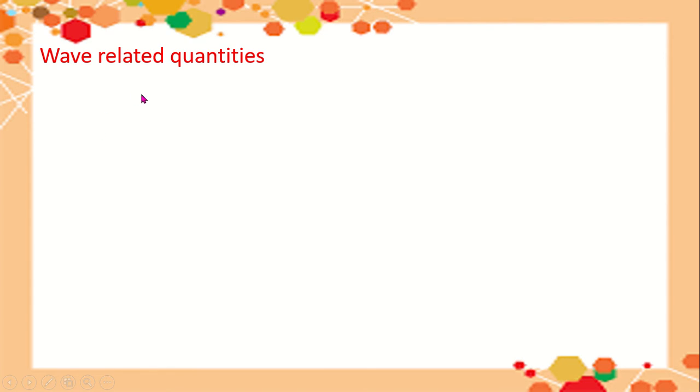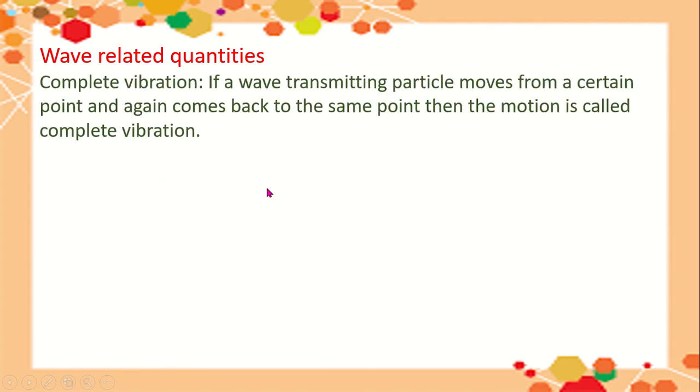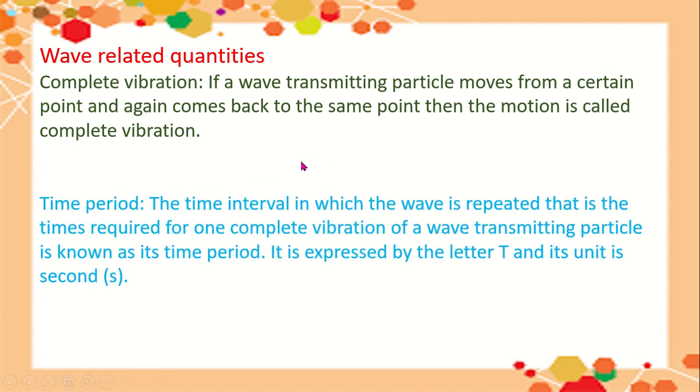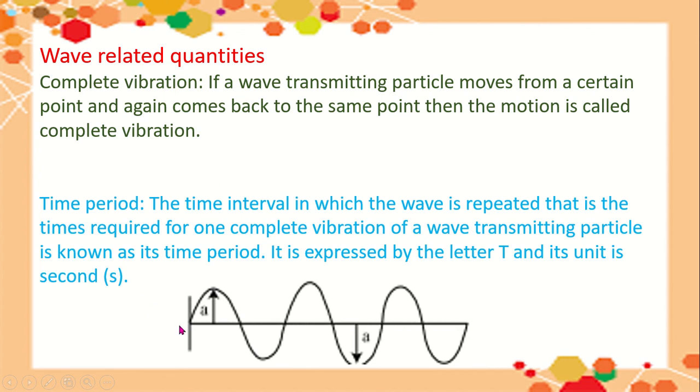Now, I will explain some wave-related quantities. Complete vibration. If a wave transmitting particle moves from a certain point and again comes back to the same point, then the motion is called a complete vibration. So look here, from here to here, it completes one vibration.